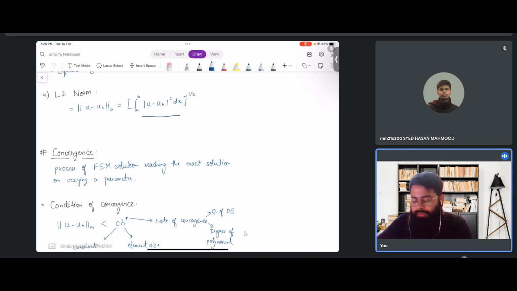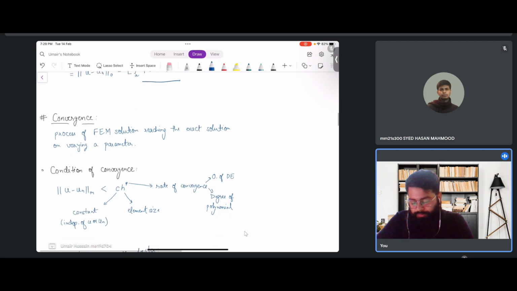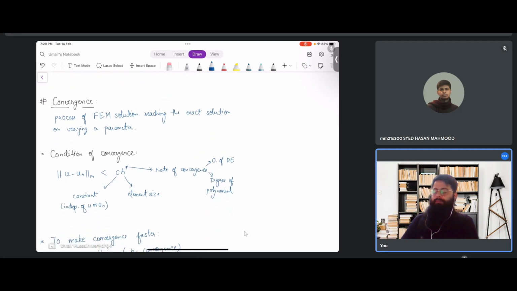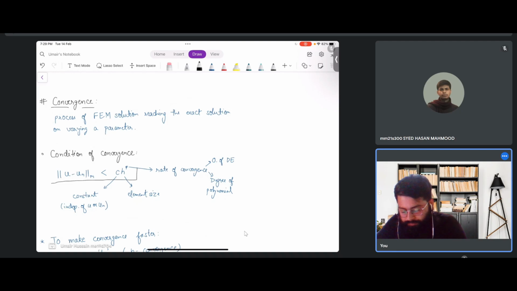That means the error is reduced to a negligible value, and we can say at that point the FEM solution has converged to the exact solution. So this is known as the convergence of error in FEM. To check when the convergence has occurred, there's a condition defined in this statement here.